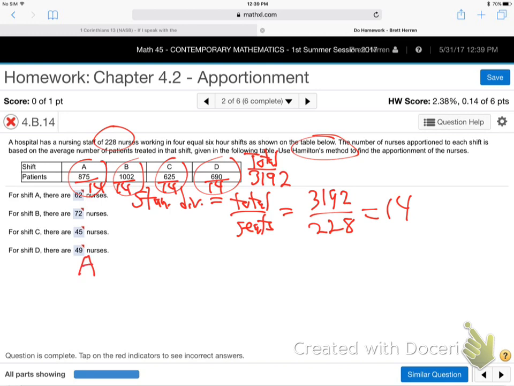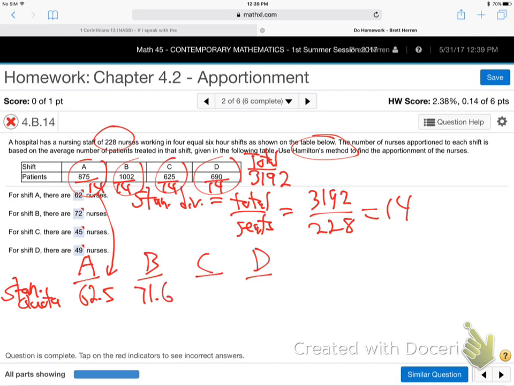Let's see what we get. So A, B, C, and D. That's called the standard quota when you divide. So 875 divided by 14, I'm getting 62.5. The next one, 1,002 divided by 14, I'm getting 71.6. The next one, 625 divided by 14, I'm getting 44.6. And the last one, 690 divided by 14, I'm getting 49.3.